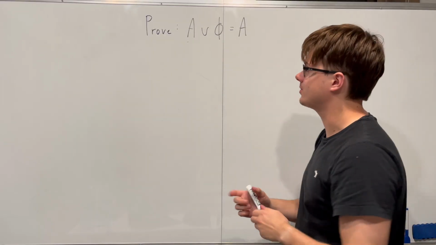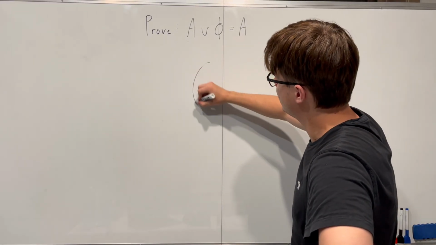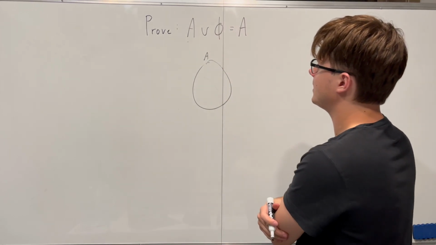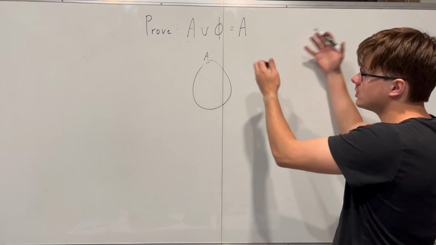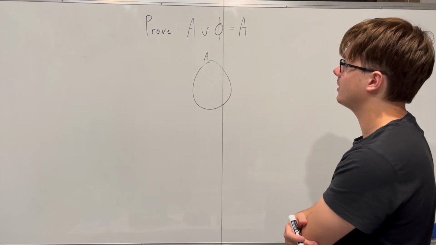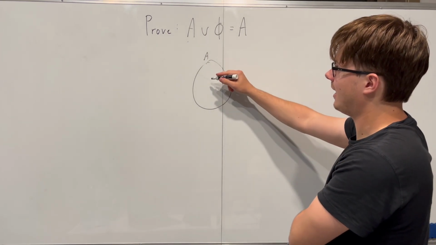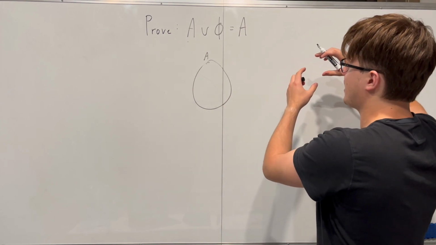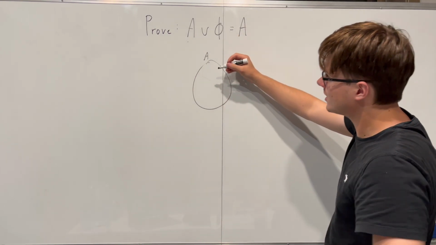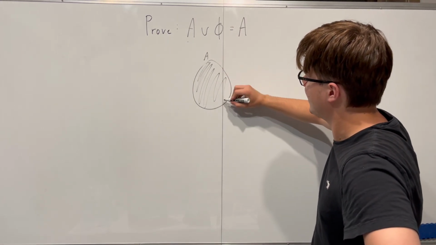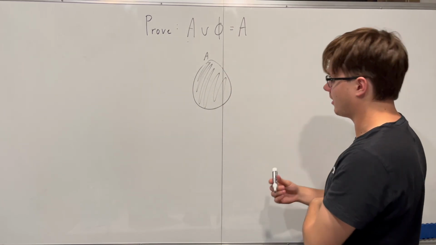Let's try and draw it, right? Let's take this blob to be A. And then you cannot actually draw the empty set. There is no empty set. There's nothing in it. You can't draw it. So when we're taking everything in A, and then we're taking everything in nothing, that's basically what the empty set is. It's nothing. You're just going to get A, right? All you're left with is shading in A. So yeah, that's the answer you're going to end up getting.